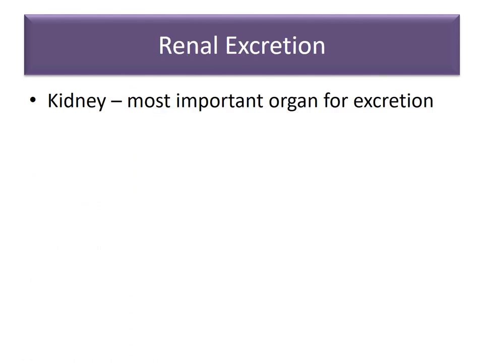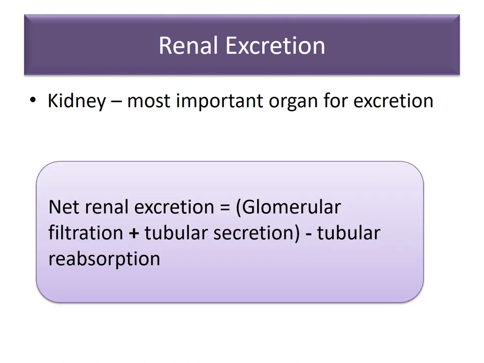Now renal excretion. The kidney is the most important organ for excretion. Net renal excretion is glomerular filtration plus tubular secretion minus tubular reabsorption. Glomerular filtration occurs in the Bowman's capsule. Then in tubular secretion, the tubules, the vasa recta and so on can secrete some substances into the lumen of the glomerular filtrate. The net positive factors are glomerular filtration and tubular secretion, minus the tubular reabsorption, since some substances will be reabsorbed from the tubules.